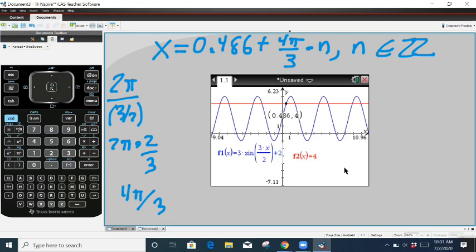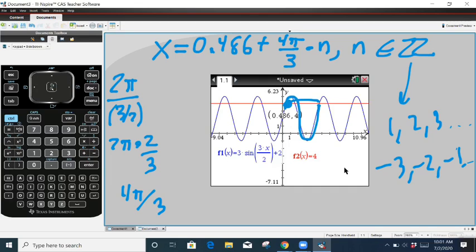Integers are numbers like 1, 2, 3, or even -3, -2, -1. The reason I'm using integers is because I would have to add a full period to this x value to find my next solution. So that's why you always want to add a full period. All right, let's test this out. Let's plug in 1 here and see what we get, and then we'll see if that's a point on our graph.